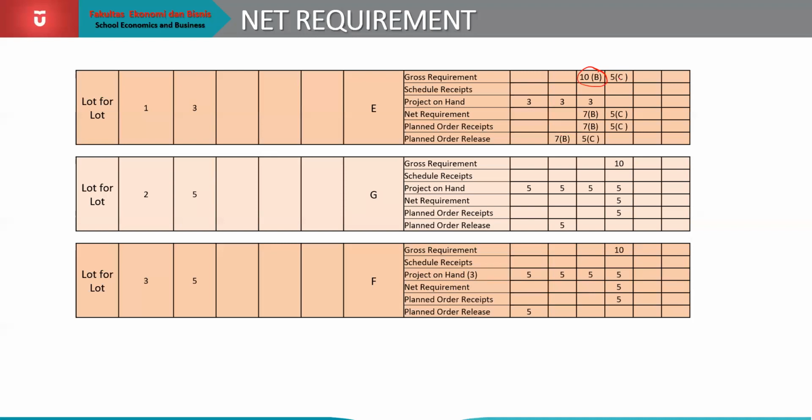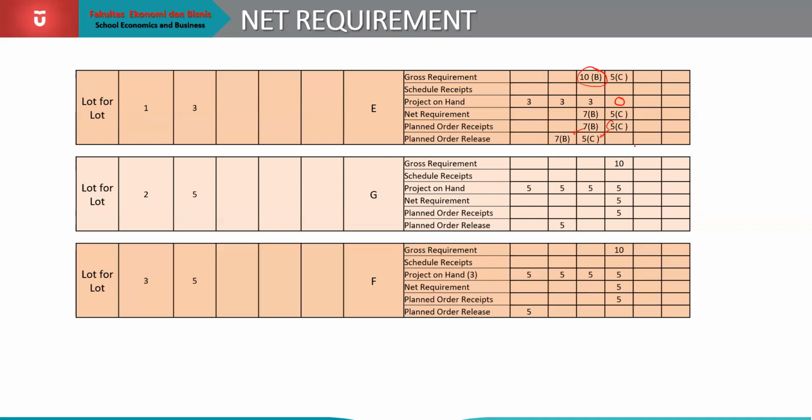And for C, E for C, because the projected on hand was already used for B, it means there are 0 projected on hand for C. So the gross requirement E for C is still 5, and the net requirement is still 5, and they plan to receive this order, or this final product E for C must be ready also in week 4 here. And then the planned order release must start from week 3. For G and L, you can use the same technique to put in these numbers.